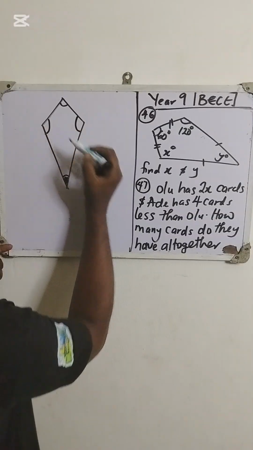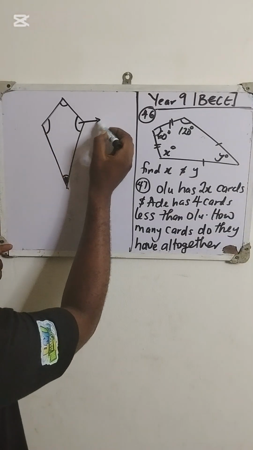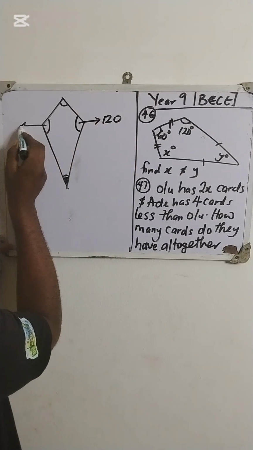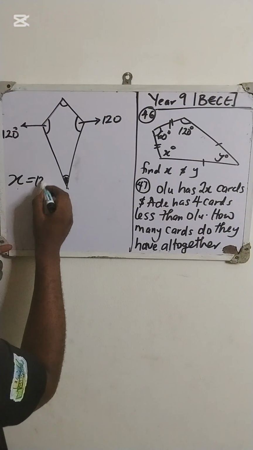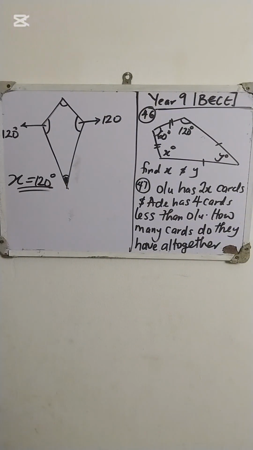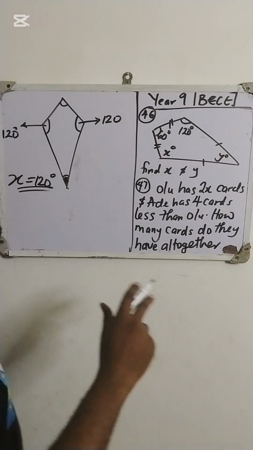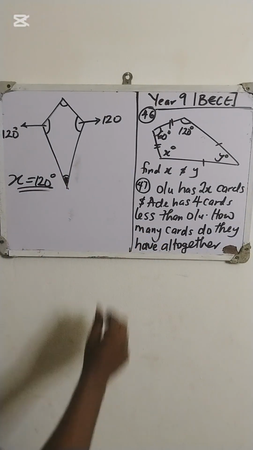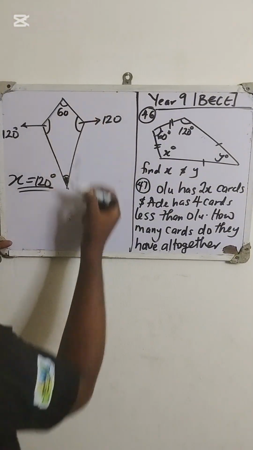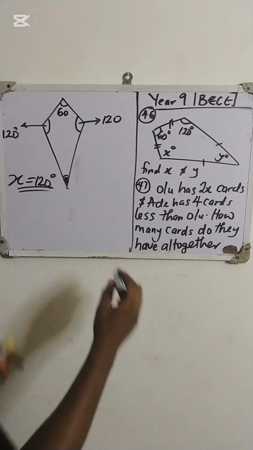Here equals this side. So if here is 120, we know this is also 120. So our x equals 120 degrees. We'll solve that by going by the properties of a kite. Now, we know here to be 120, here to be what? 60. There's something about four-sided shapes.